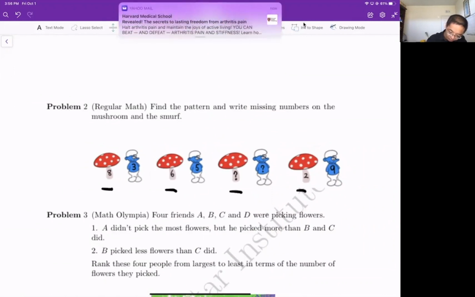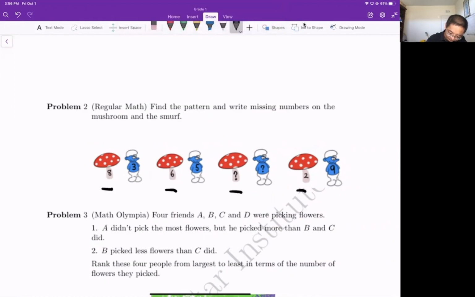And then we also have, and also we have 4 Smurfs. And we need to find what numbers we should put on this mushroom and this Smurf.